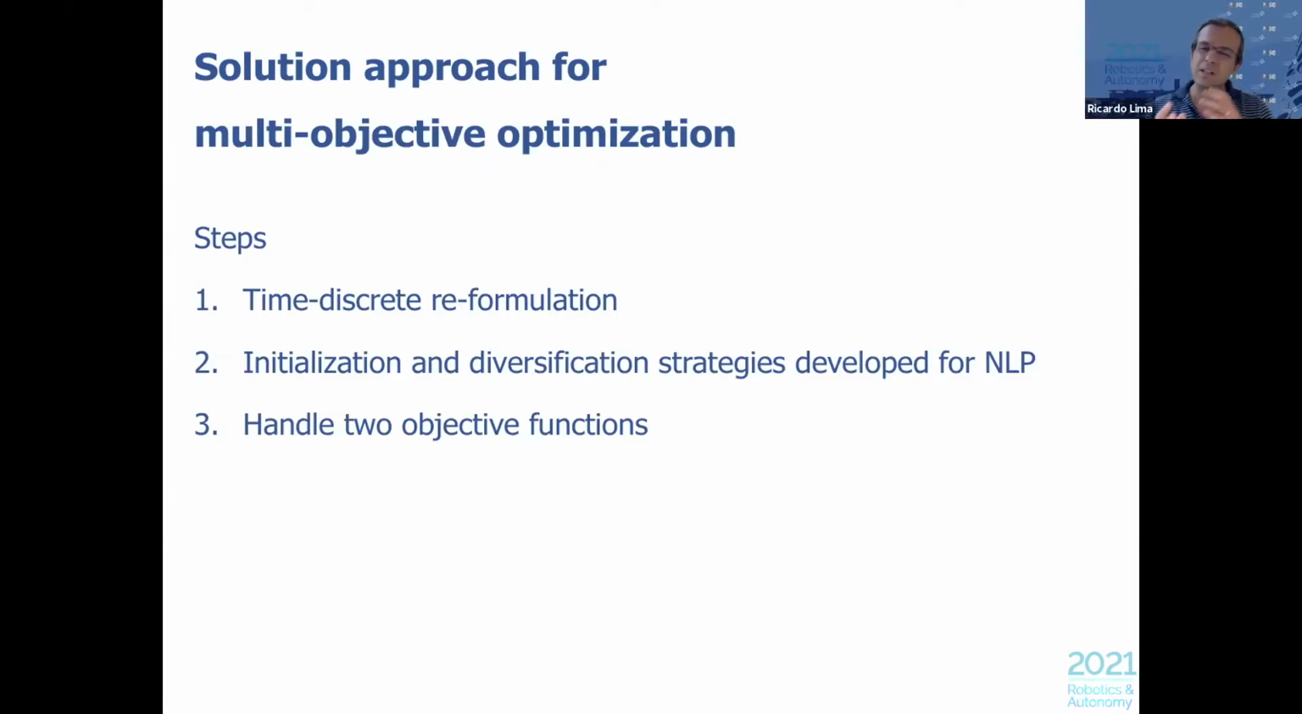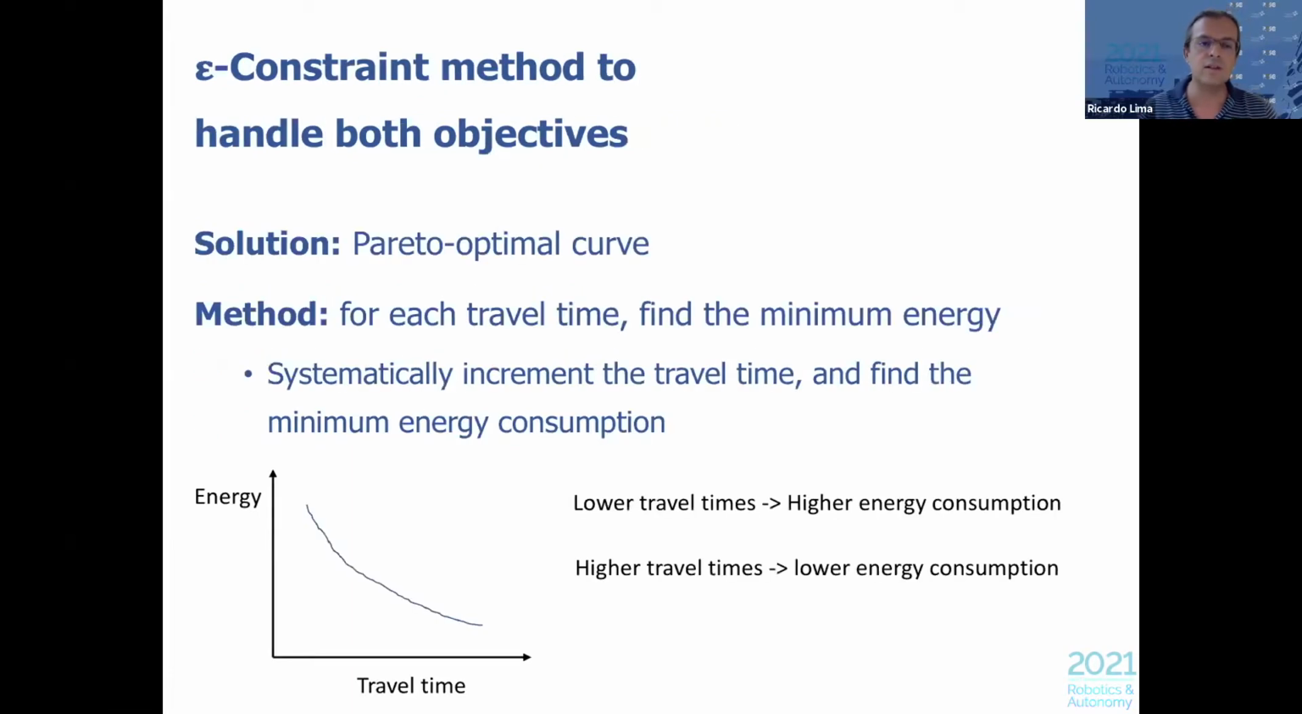We use the same initialization and diversification strategies that we developed for the nonlinear optimization, but now we have to handle two objective functions. And to handle these objective functions, we use a well-known method called the Epsilon constraint method. And what we end up with is a Pareto optimal curve, right?